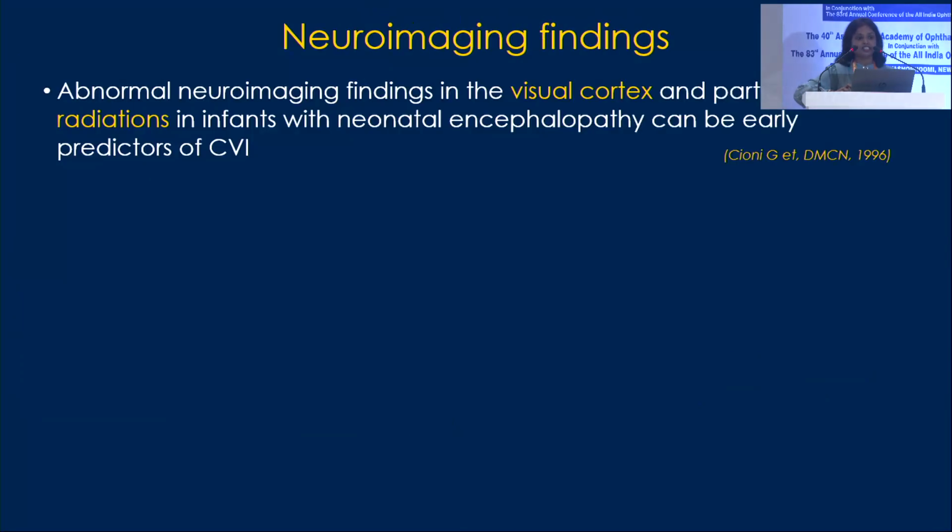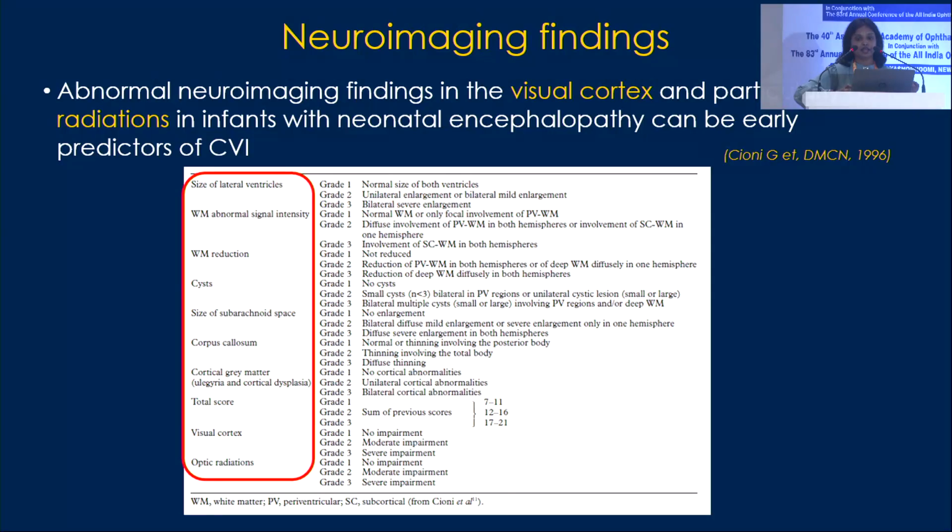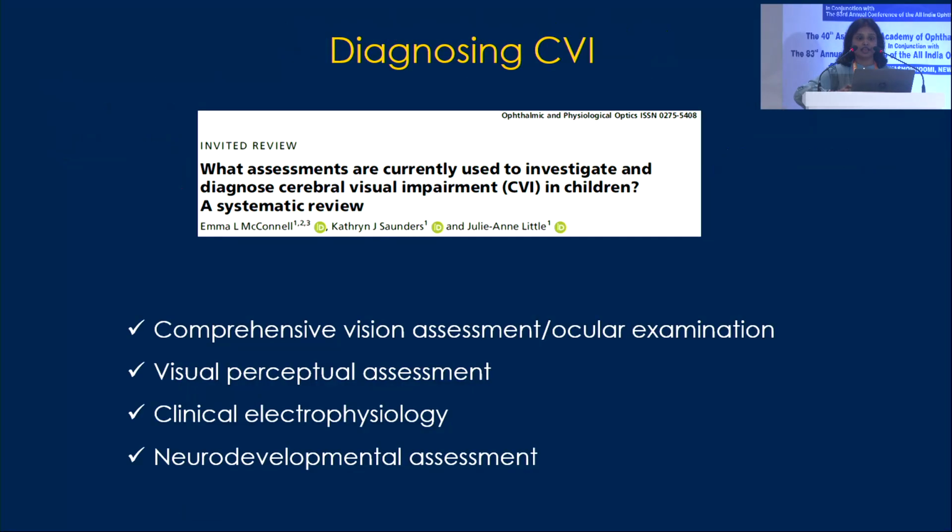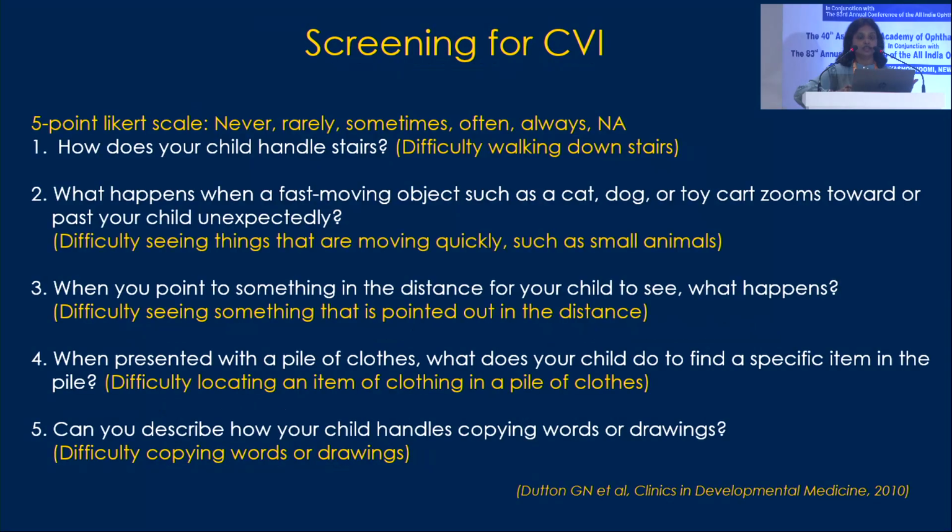Neuroimaging findings, studies clearly point out that visual cortex could be damaged, and particularly optic radiations could actually be an early predictor of CVI. And Sioni et al. in this paper go on to mention the different grading that can be used to understand the location and the extent of CVI. So in order to diagnose CVI, not just the 3 parameters, there's a way forward to go much deeper, like having a comprehensive vision assessment, visual perceptual assessment, clinical electrophysiology, and a neurodevelopmental assessment.